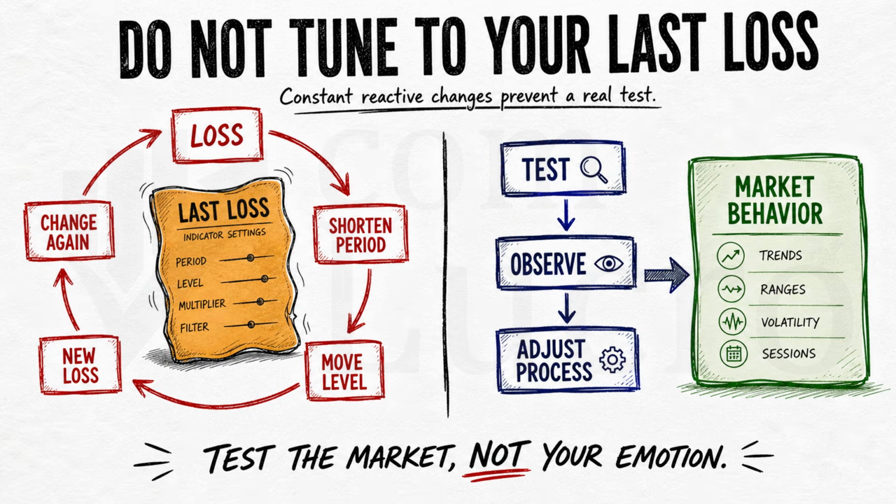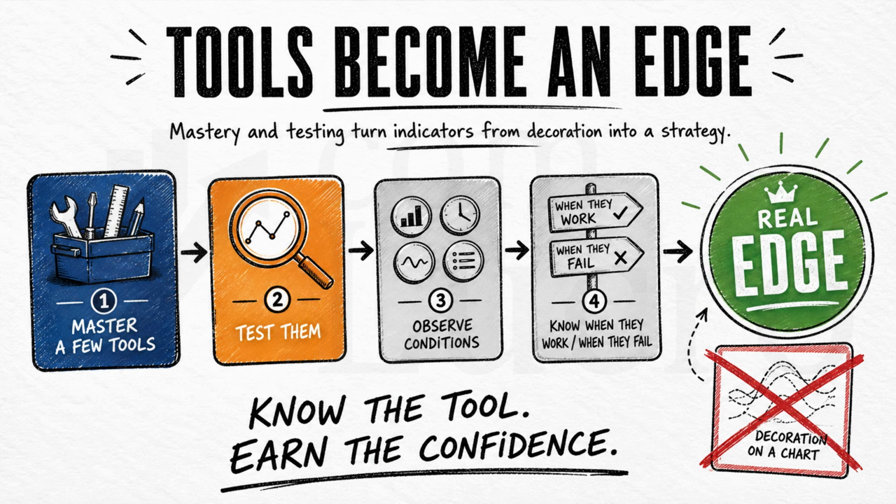And there's a quieter version of the same mistake, changing your settings after every losing trade. If you shorten a period here and adjust a level there each time the market disappoints you, you never actually test anything. You end up with an indicator tuned to your last loss, instead of one tuned to how the market behaves. Master those few tools, test them, and let the market show you when they work and when they don't. That's how indicators stop being decoration on a chart and start becoming an edge.